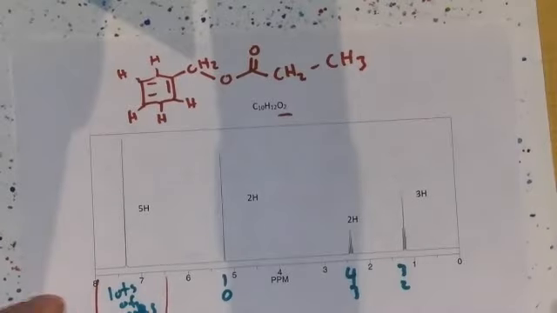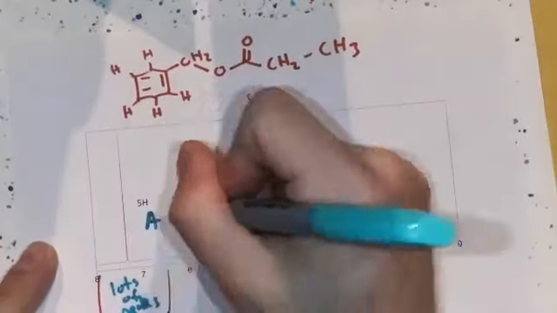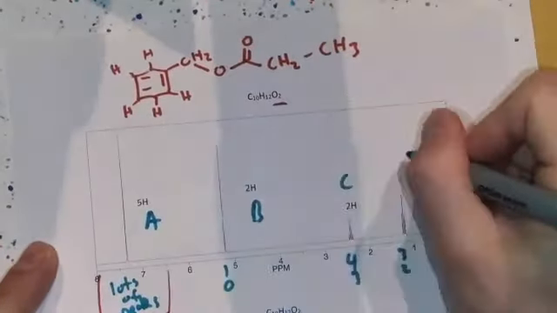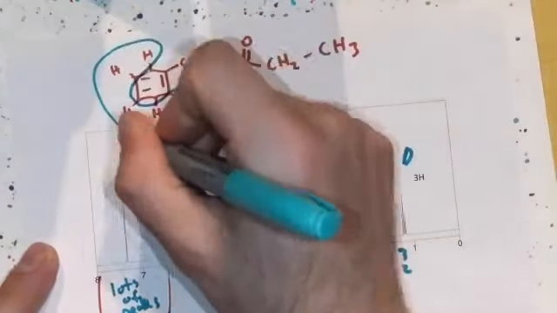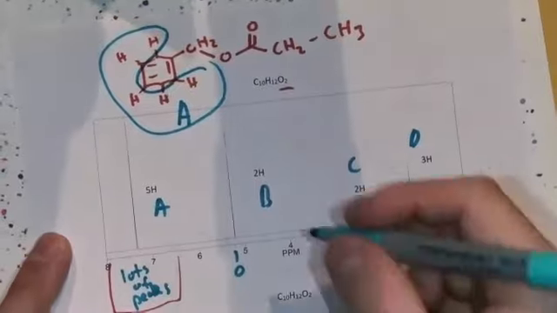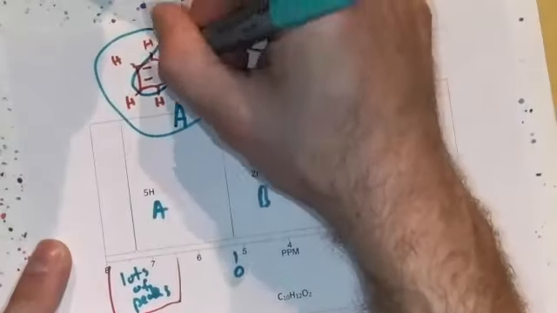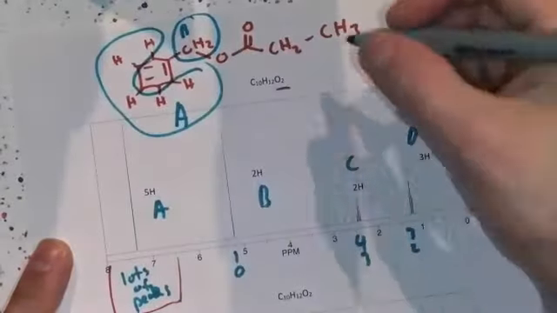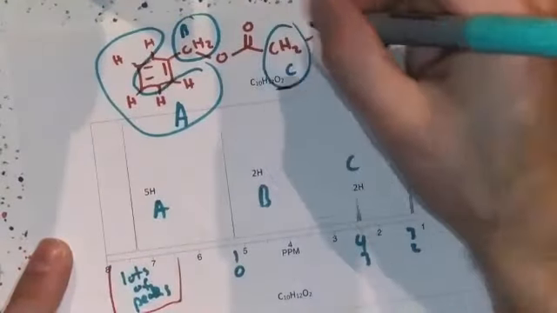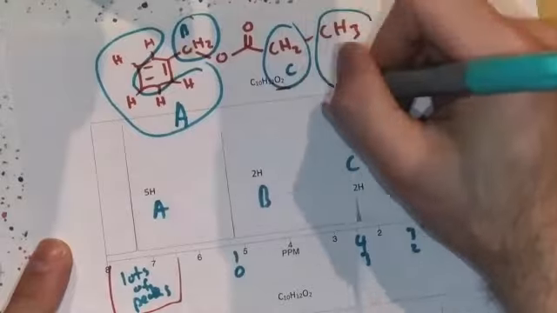Let's assign them, and then I can go through some other answers I've seen a lot for this one. So A is going to be this whole aromatic ring. B, the carbon between the aromatic ring and our oxygen. C would be this other CH2 here. D would be our last CH3.